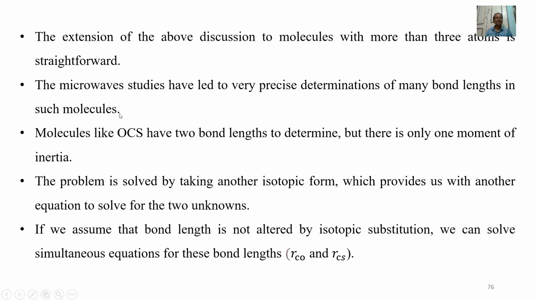Molecules like OCS have 2 bond lengths to determine, but there is only one moment of inertia. The problem is solved by taking another isotopic form, which provides us with another equation to solve for the 2 unknowns. If we assume that bond length is not altered by isotopic substitution, we can solve simultaneous equations for these bond lengths. That is nothing but r_CO and r_CS.